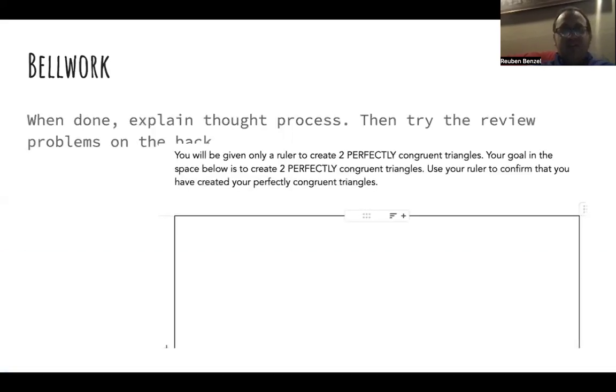One thing that I do want you to do is use the rulers at your desk and engage in a design challenge. So your goal is to create two perfectly congruent triangles using the ruler. And if you're able to successfully do that, I'd like you to write your thought process on how you did that as well.